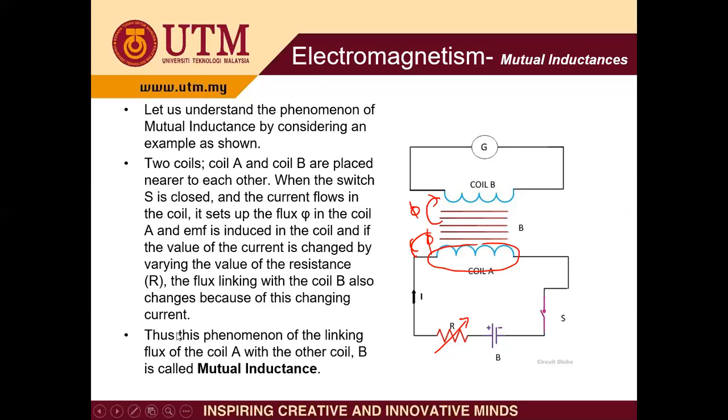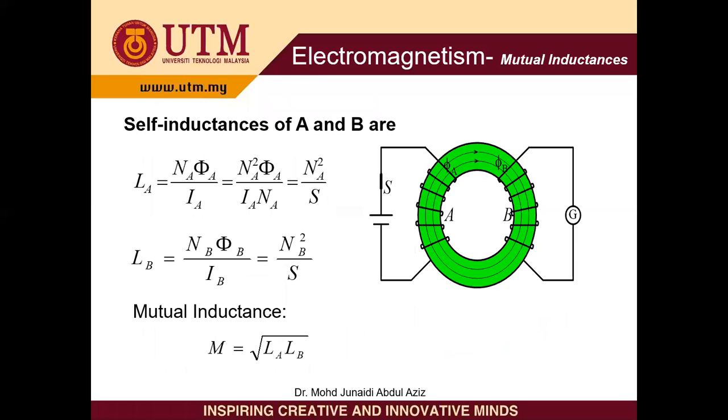So this phenomenon of the linking of the flux of coil A with coil B is called the mutual inductance. So how do we calculate the mutual inductance? Considering this circuit, we have two windings here, coil A and coil B, and you should know that each coil has its own self-inductance.